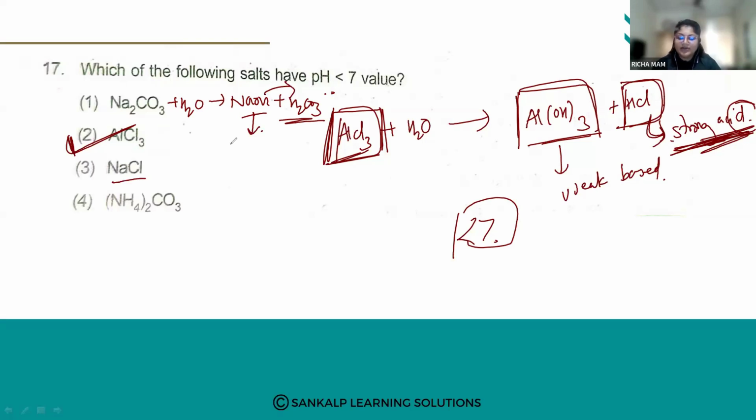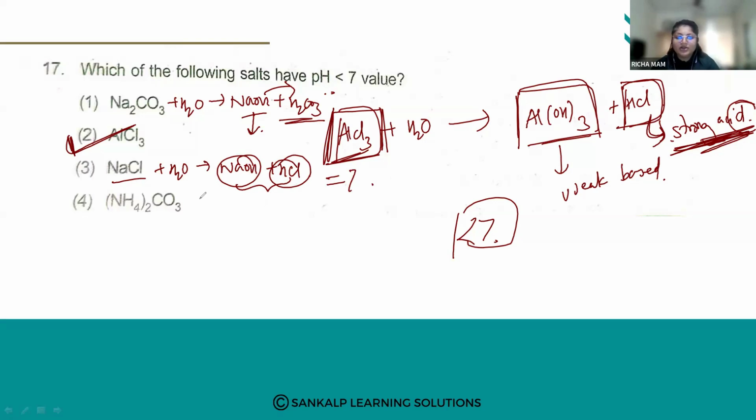Then NaCl, when you add it in water, you are going to get NaOH plus HCl. NaOH is a strong base and HCl is a strong acid. So both will neutralize each other, and the pH will be nearly equal to 7. It will not be less or more than 7, it will be nearly equal to 7.